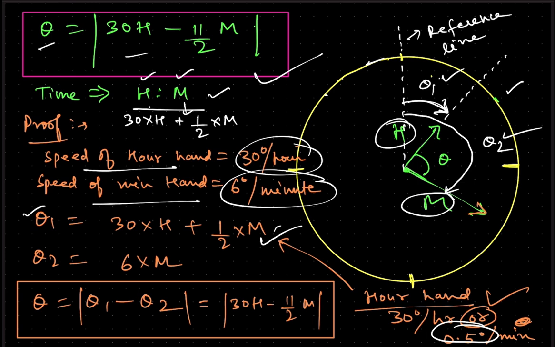Similarly, theta 2 is the angle covered by the minute hand. The minute hand travels at a speed of 6 degrees per minute, so in m minutes it will cover 6m. We will find the difference between theta 1 and theta 2, and we get this expression. This is our final expression, and it will be needed for problem solving. It is very important. You can even skip the proof part, because it is not that important. It is just for a better understanding.